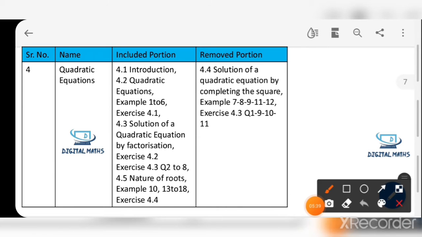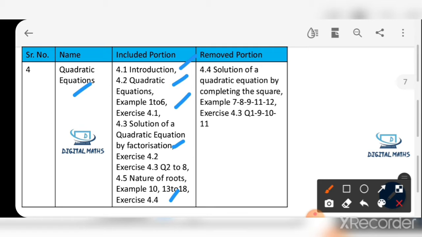Now we have to see chapter number 4, which is the included portion and which is the removed portion. First, from quadratic equations, the introduction is included. Quadratic equations examples 1 to 6, exercise 4.1, solution of a quadratic equation by factorization, and 4.3 questions 2 to 8, 4.5 nature of roots, examples 10, 13 to 18.